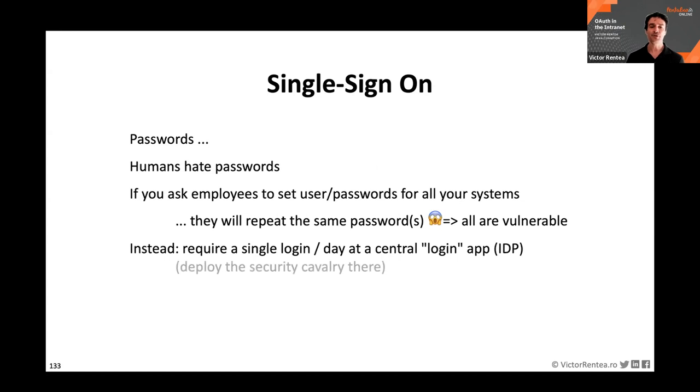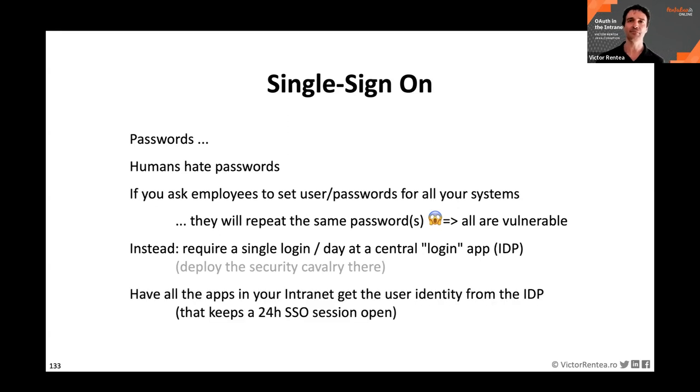So instead, you would require them to do a single login at a central login application. And after they do that, they will automatically be able to log in to any application in your intranet, in your ecosystem, right? And then all the apps in the intranet would use that identity provider, in our case Keycloak, to log in a user.